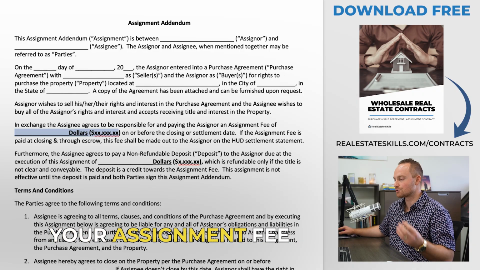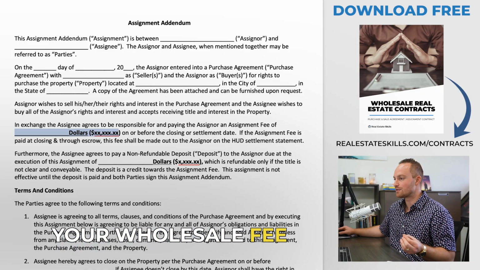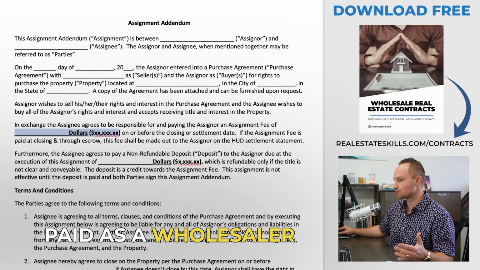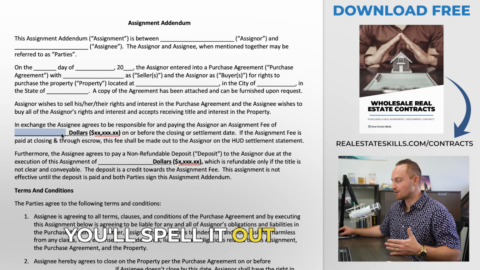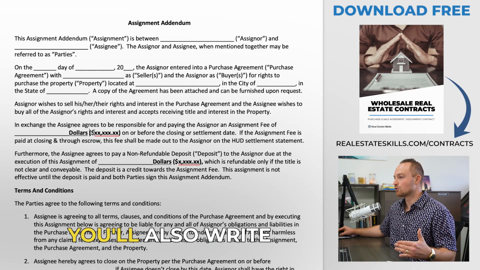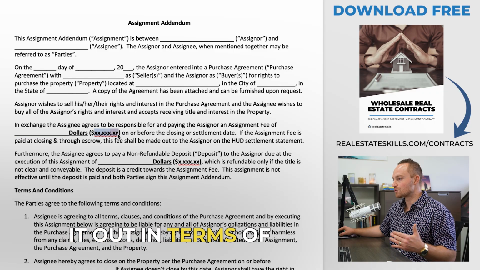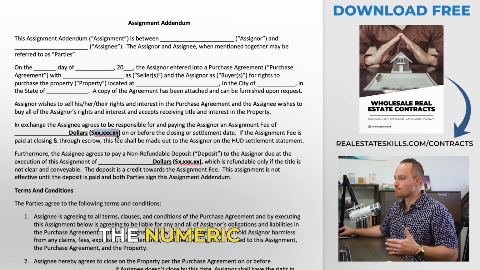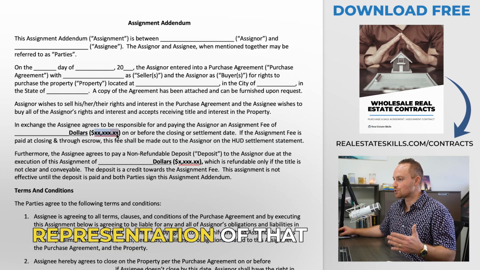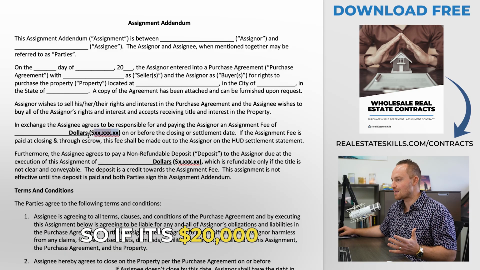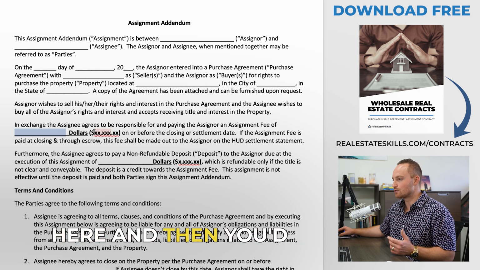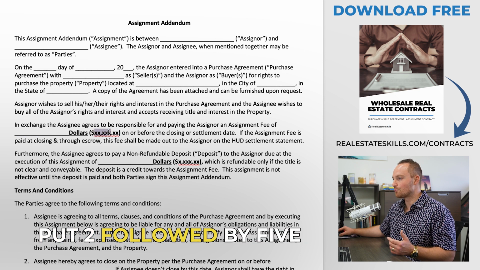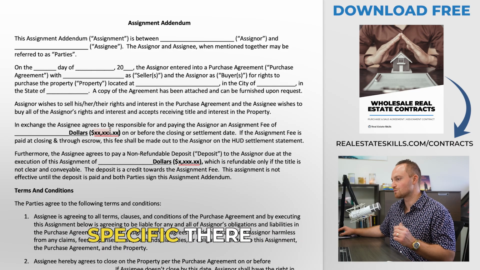So this is called your assignment fee, your wholesale fee. This is how you get paid as a wholesaler. So you'll simply put the dollar amount, you'll spell it out in plain and simple English, and then you'll also write it out in terms of the numbers, right? The numeric representation of that dollar amount. So if it's $20,000, you would write 20,000 here, and then you'd put 2 followed by 5 zeros, and then another 2 zeros for the decimal points here. So just be specific there.